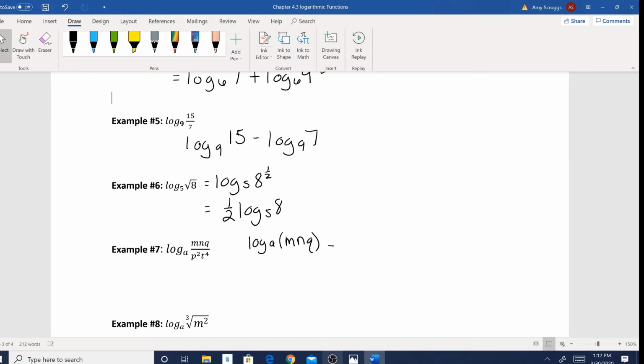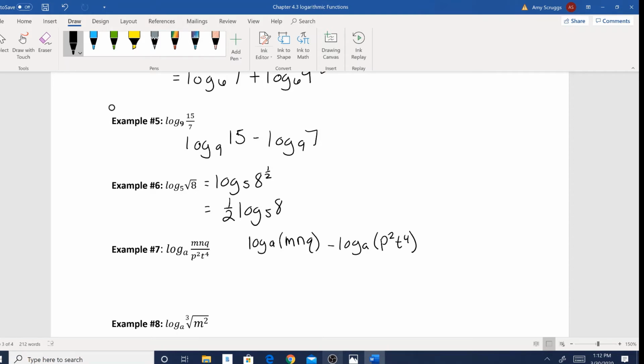I know it's going to be a subtraction problem because it is a division. I wrote log of A, and then I put this in parentheses, M N Q, minus, and then I rewrote the second one in parentheses as well. I started off just doing something simple, one step at a time. Then from here, I looked at the first part of the problem and said, M, N, and Q are all being multiplied, so that will actually be the product property. So I rewrote this first part.